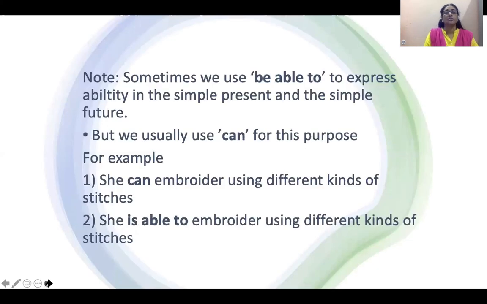Now note the following. Sometimes we use be able to express ability in the simple present and the simple future. But we usually use can for this purpose. For example, she can embroider using different kinds of stitches. That we can write in this way also: she is able to embroider using different kinds of stitches. But we usually use can.